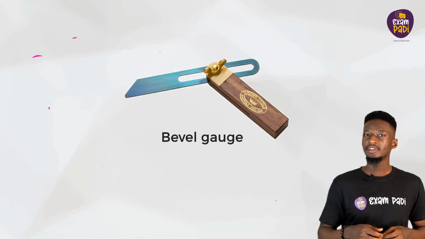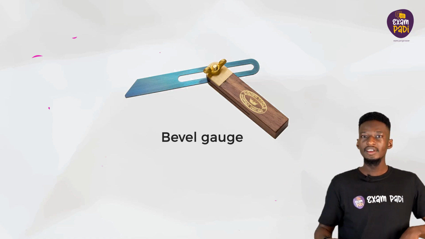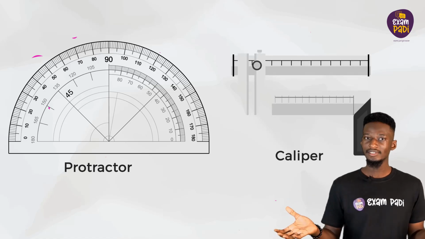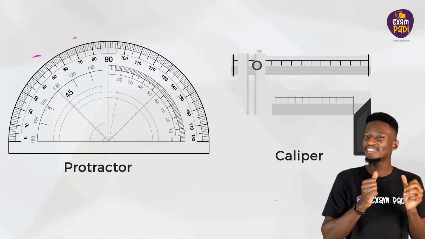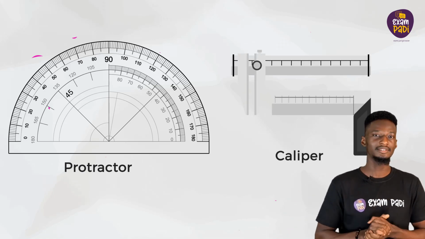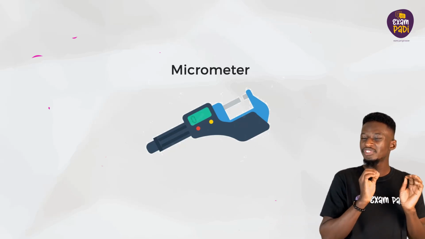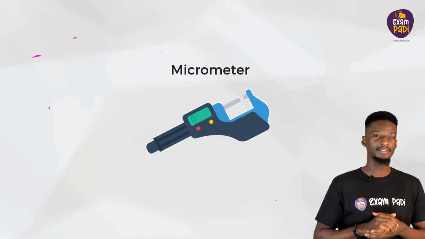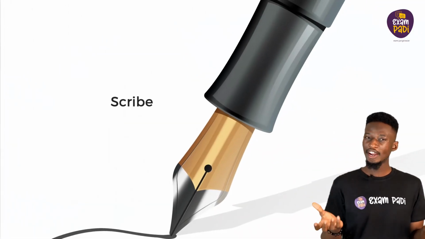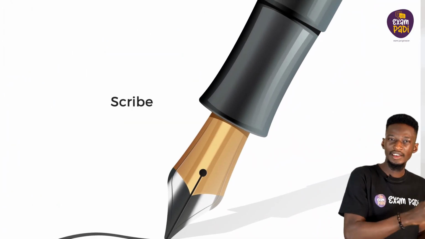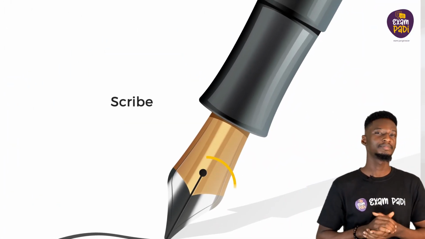Bevel gauges. These can be used for transferring and marking angles. Protractors and calipers. These are used for taking precise linear measurements. Micrometers. Micrometers are used for taking precise linear measurements. And lastly, scribes. Scribes are used for marking lines on a workpiece.